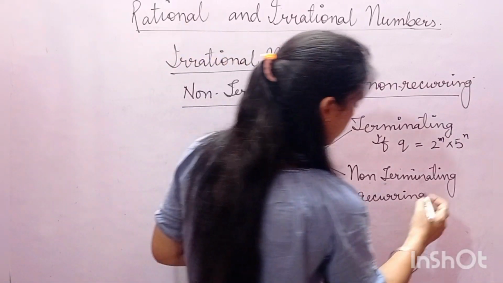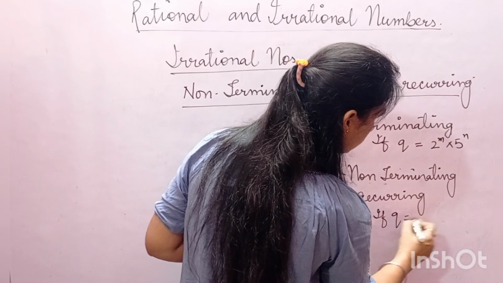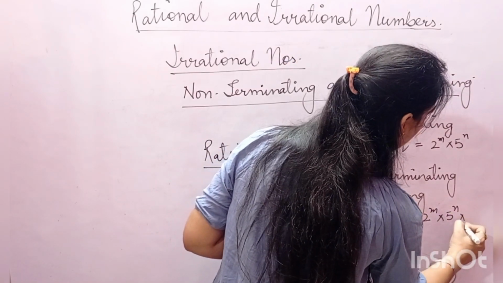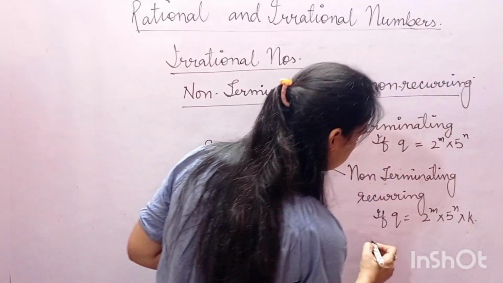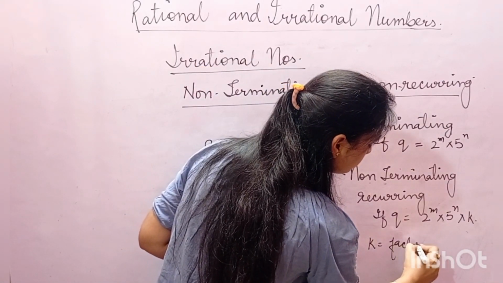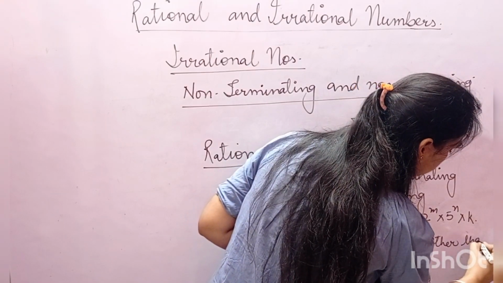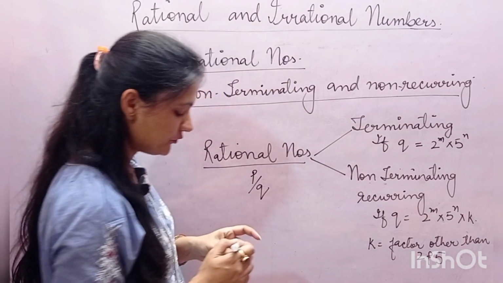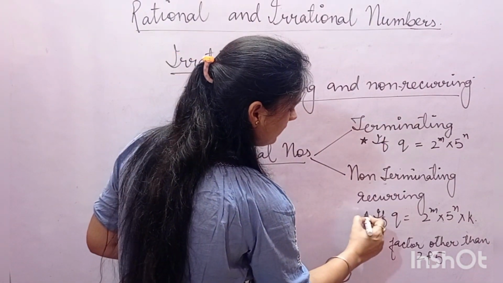Okay, but non-terminating, when the denominator is written as 2 raised to power m, 5 raised to power n, and k. And what is k here? K is a factor other than 2 and 5. I hope you understood this thing. It is really important to understand.